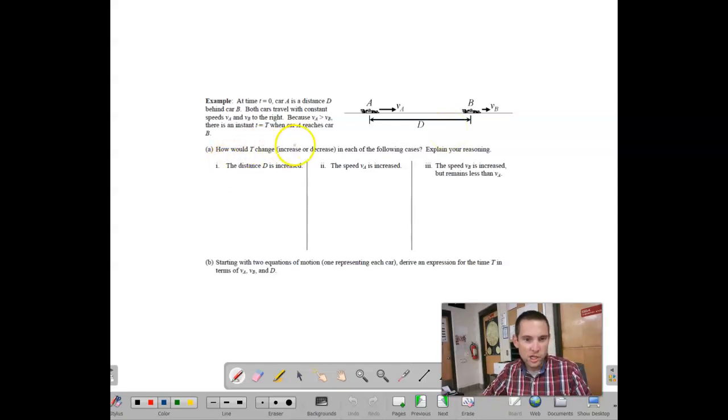Part A, how would T change? Is it going to increase or decrease in each of the following cases? If the distance is D, then the total time, capital T, is going to increase. It's going to be bigger because it's going to take more time to go a longer distance at the same speed. Increase.